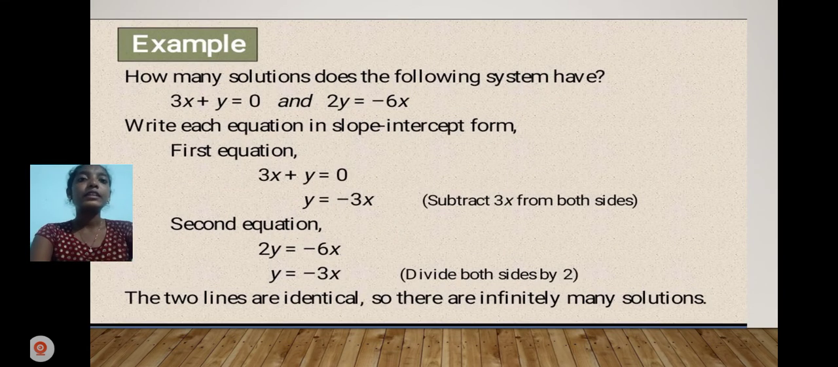Another example: how many solutions does the following system have? 3x plus y is equal to 0 and 2y is equal to minus 6x. Write each equation in slope-intercept form. The first equation is 3x plus y is equal to 0. Subtract 3x from both sides. y is equal to minus 3x. And the second equation is 2y is equal to minus 6x. Divide both sides by 2. y is equal to minus 3x. The two lines are identical, so there are infinitely many solutions.